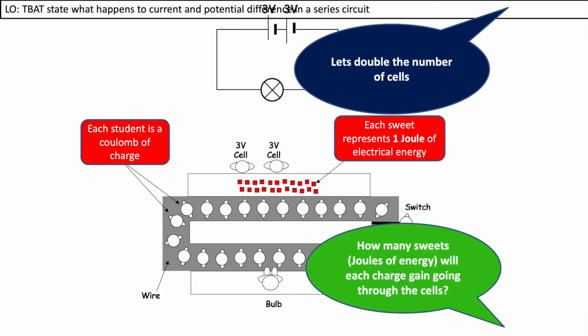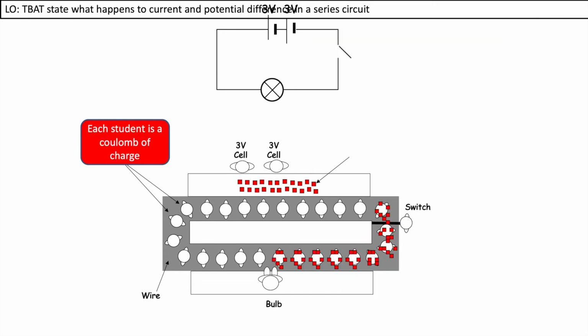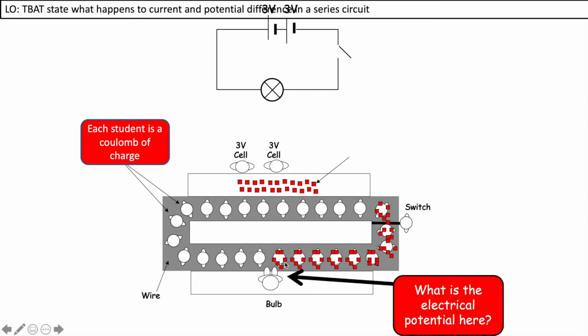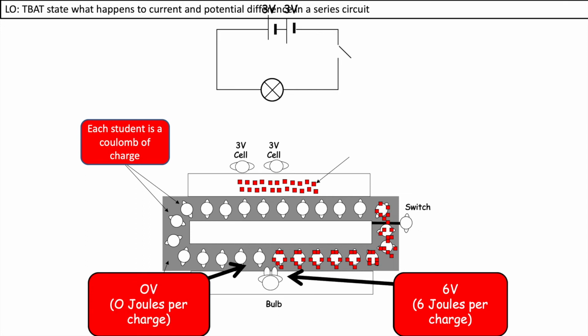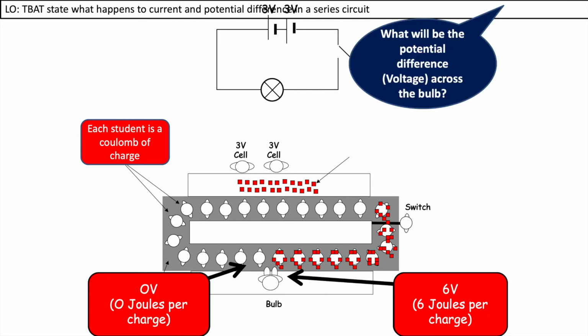So if we double the cells, how much energy will each charge gain, or how many sweets will each charge gain? Yes, you're right, they're going to go through 2 cells, and so they're going to gain 6 joules per coulomb, 6 sweets. So what's the potential there? It's going to be 6. And on the other side, the potential is going to be 0. So what will be the potential difference across the bulb? You're right, it's going to be 6 volts.